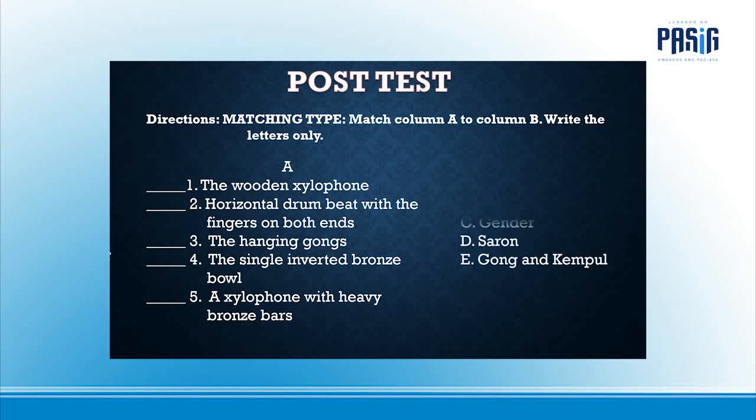For column B, here are your choices. A, kenong and kethuk. B, kendang. C, gambang. D, saron. And E, gong and kempul. I'll give you 10 seconds to answer. And the answer is number 1, C. Number 2, B. Number 3, E. Number 4, A. And number 5, D.